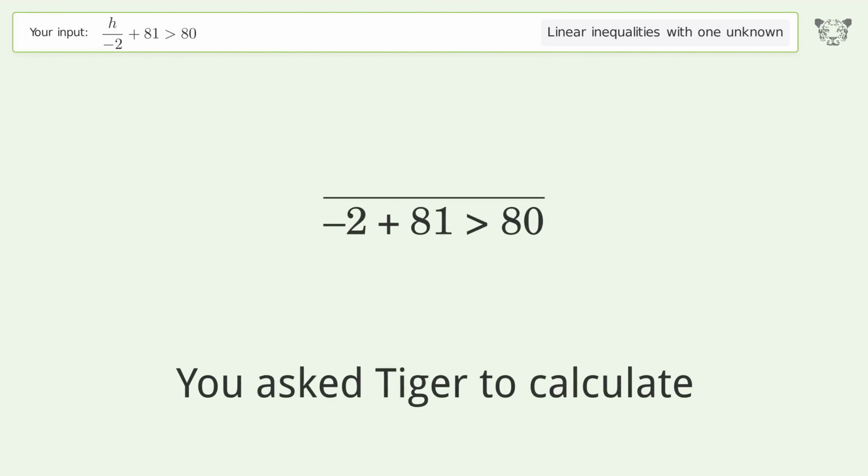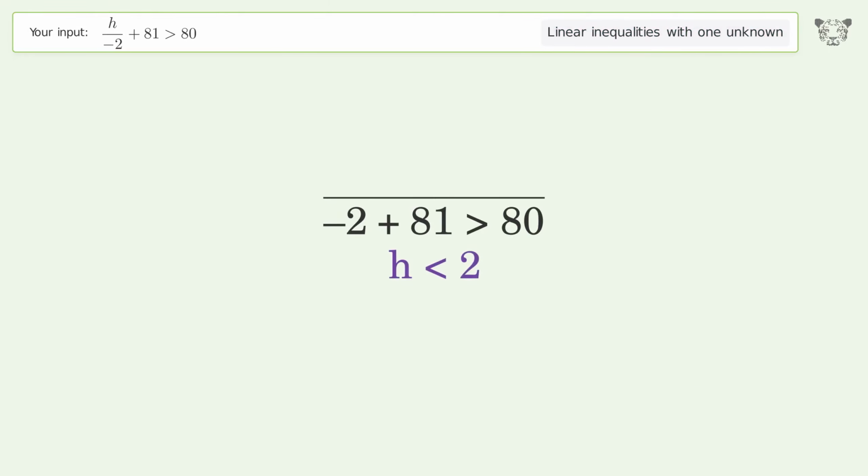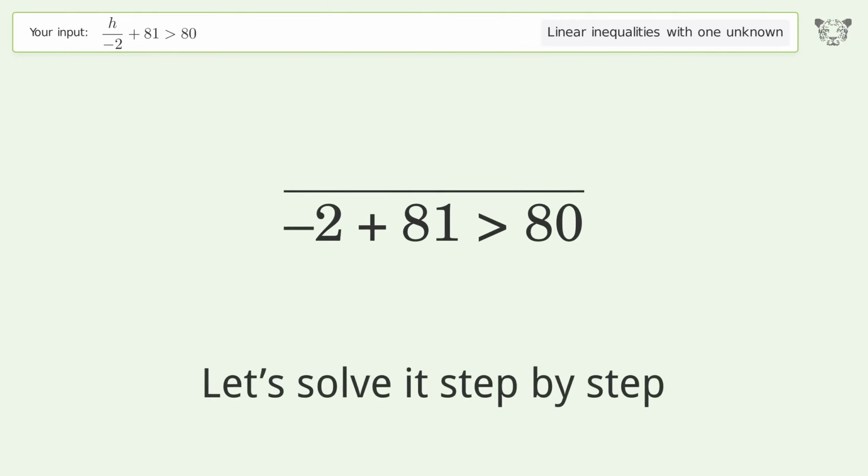You ask Tiger to calculate. This deals with linear inequalities with one unknown. The final result is h smaller than 2. Let's solve it step by step.